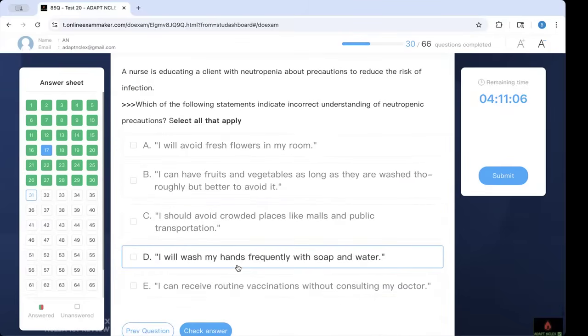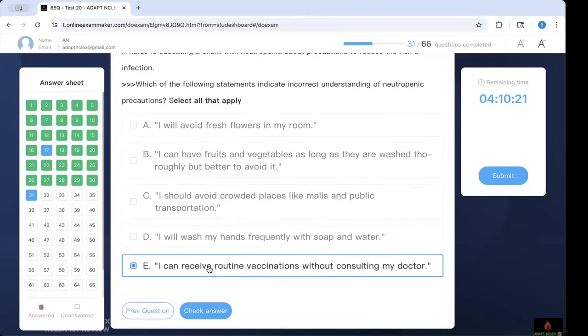And this is educating a client with neutropenia about precautions to reduce the risk of infection. Which of the following statements indicates incorrect understanding of neutropenia? That means ineffective teaching. If you are on neutropenic precautions: I will avoid fresh flowers in my room. I will have fruit and vegetables as long as they are washed thoroughly, but better to avoid it. I should avoid crowded places like malls and public transportation. I will wash my hands frequently with soap and water. I can receive routine vaccination without consulting my provider. Which one? 31. Which one indicates incorrect understanding of neutropenia?